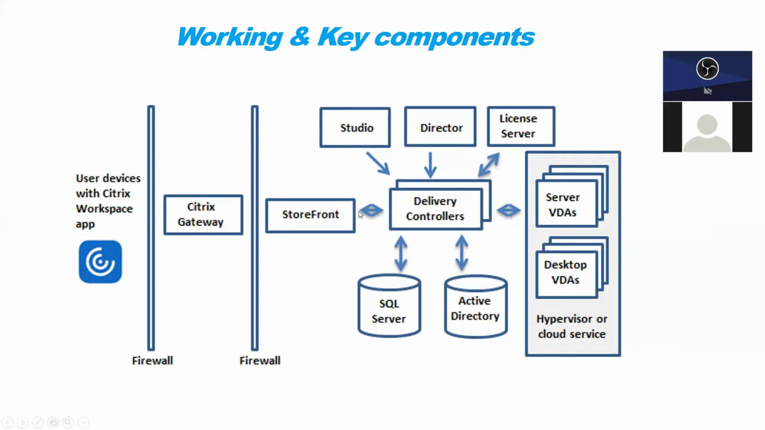Storefront server will pass those credentials to the delivery controller, and the delivery controller passes those credentials to the Active Directory server to authenticate them, meaning it will check whether those credentials are valid or not. If the Active Directory server finds those credentials valid, it will revert back to the delivery controller that those credentials are found. Then the delivery controller will go back to our hypervisor, and from the hypervisor, whatever virtual machine is allocated to the user, after entering the credentials, that particular virtual machine will be visible on the user's screen.